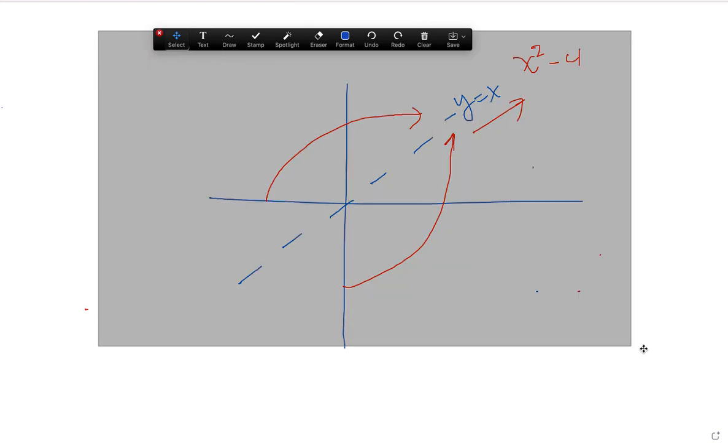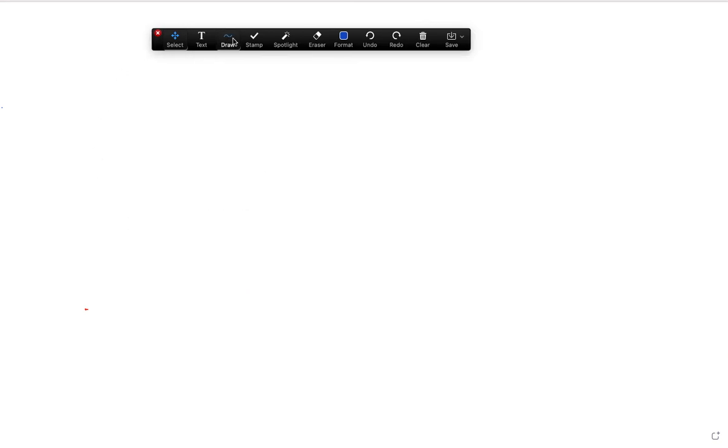Algebraic part, I just did it for a different type of function, but I'll do it for these also real quick. So one of them is x squared minus 4.